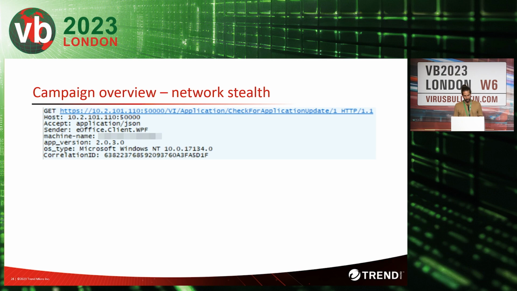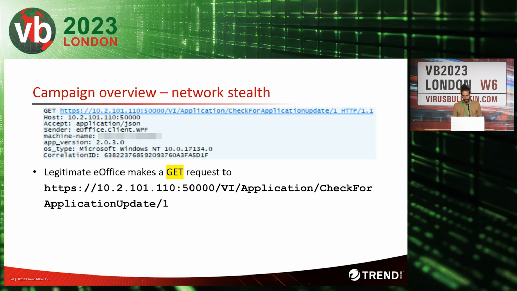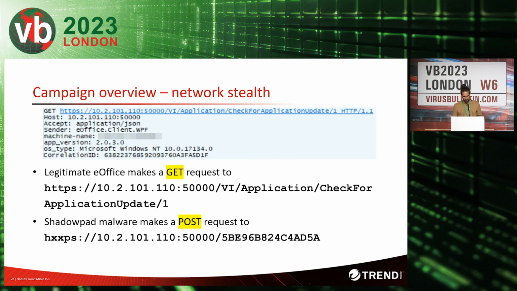So it is very clever on the threat actor side to use the same IP address for C2, because then on the network side you will not pay attention to the requests to this IP address. Our advice here is to look at the type of the request. If it is a GET request, it will be the legitimate one, because on the ShadowPad side, it will be a POST request to the same IP but a different URL.